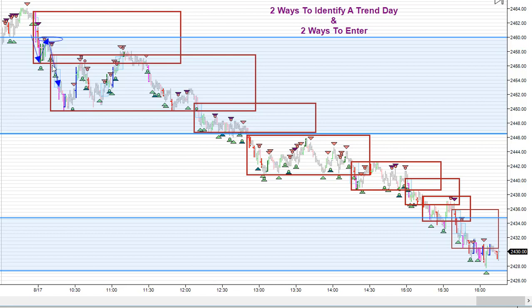Is it 100%? No. Is it going to work every single time? No. But it's a way that is repeatable, that you can use to make sense of the market.